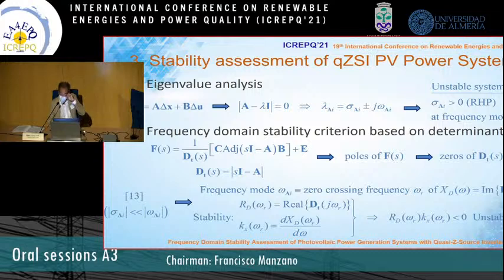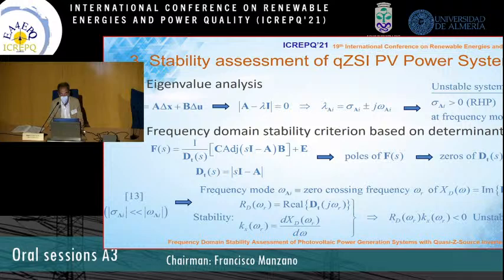To analyze the zeros of the determinant, we can use the method proposed in reference 13 in the paper, which can be applied if the real part of the eigenvalues is smaller than the imaginary part. This method states the following. The zero crossing frequency of the imaginary part of the determinant provides the frequency mode of the eigenvalues.